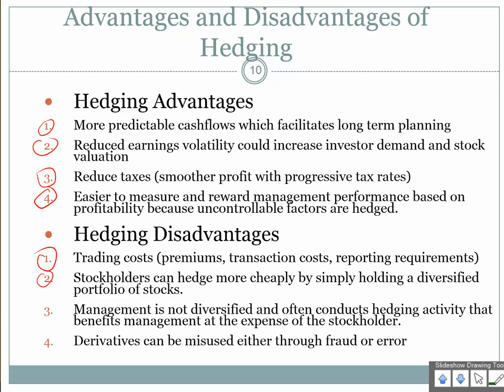Another argument against hedging is management is not diversified. Say the CEO and CFO and senior officers of a corporation are getting a significant part of their wealth from that corporation, and maybe even their pension. So they may have incentives, if you have a hedging scheme, to maybe overhedge and not take enough risk at the expense of the stockholder.